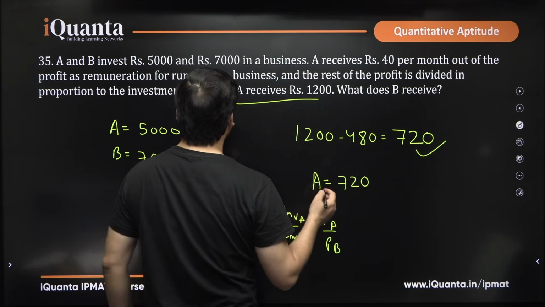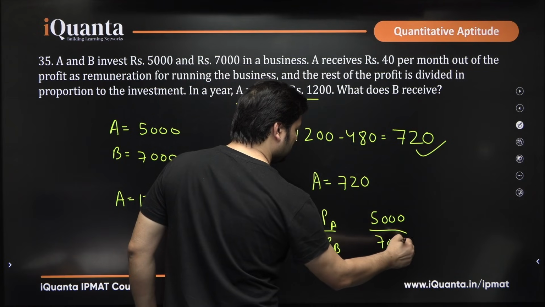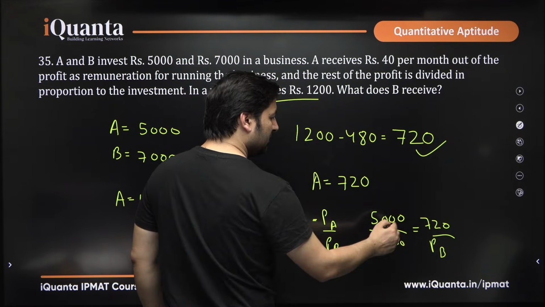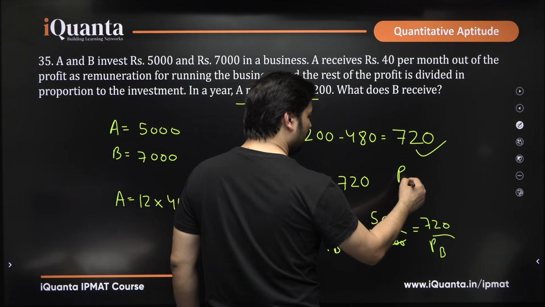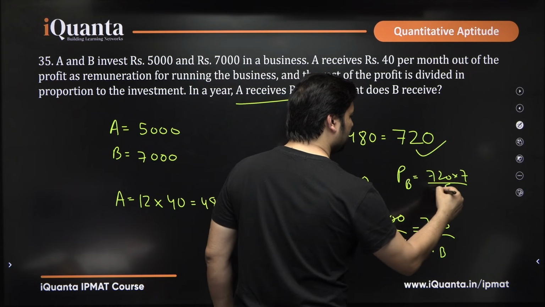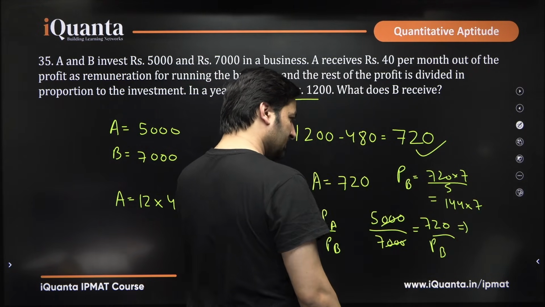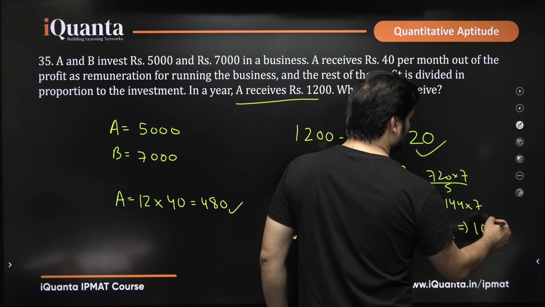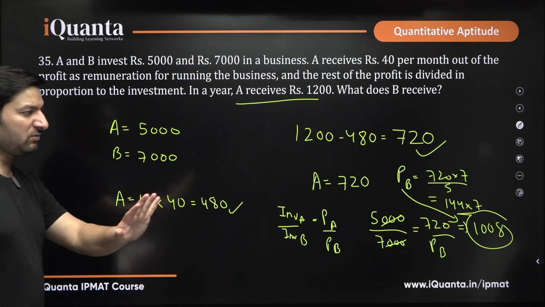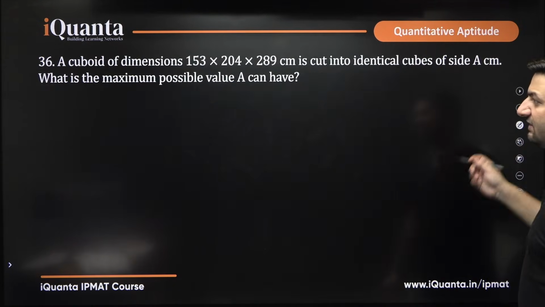So, investment of A was 5,000, investment of B was 7,000, profit of A was 720. What will be the profit of B? That is what we have to find out. 3 zeros gone. Profit of B will be 720 into 7 divided by 5, that is 144 into 7, that is 1008. So, 1008 will be the profit received by B. B was purely taking profit, nothing else. He was not taking any 40 per month kind of charge. I hope this question is clear, very easy.